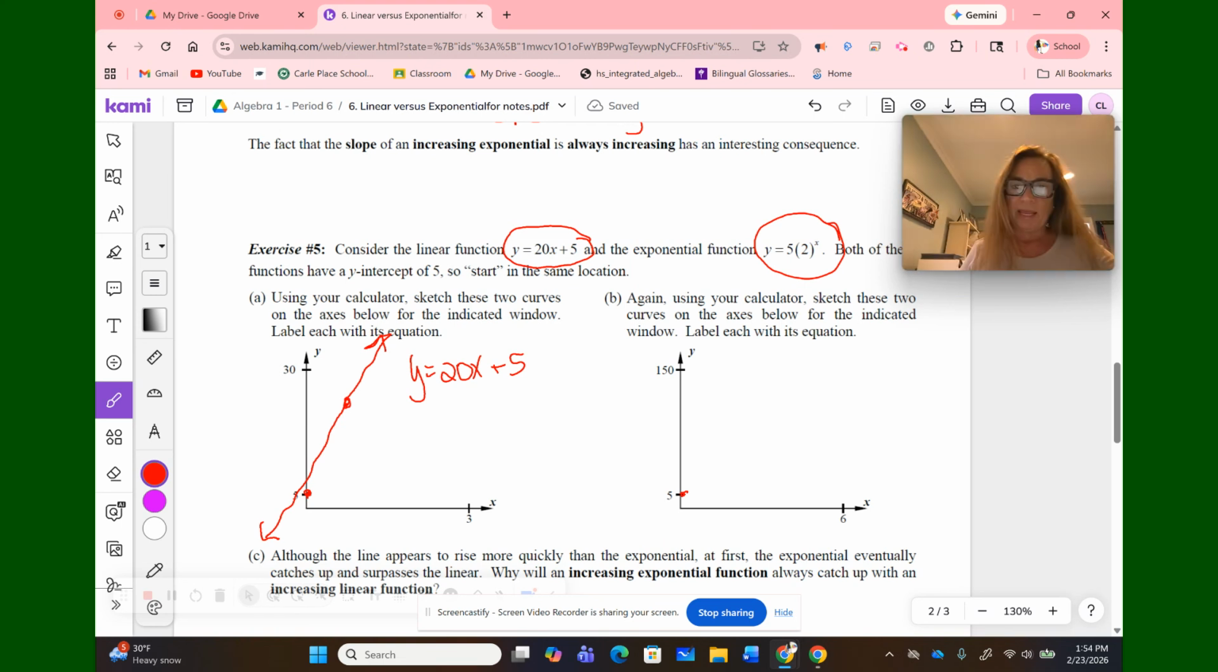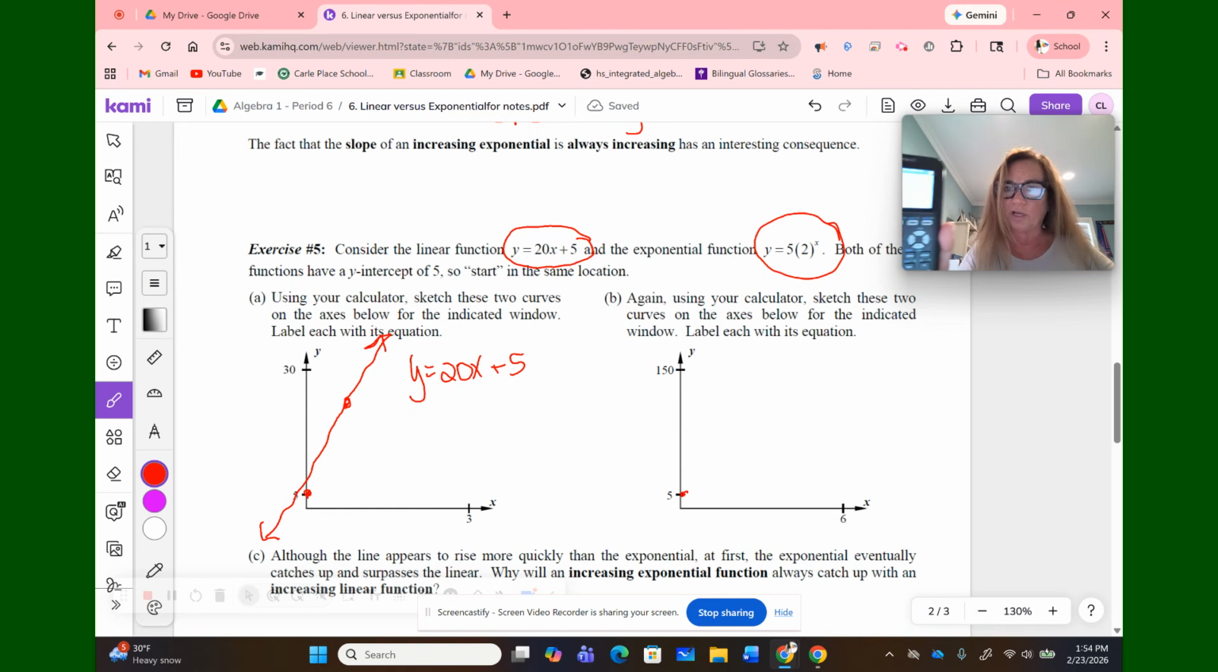Okay. Now I'm going to change the window and do the exponential curve. So that's going to be 5 parentheses 2 raised to the x. And the window, the x goes from 0 to 6. And the y goes to 150. I'm going to count by tens.